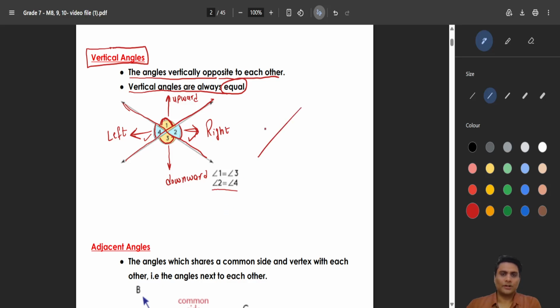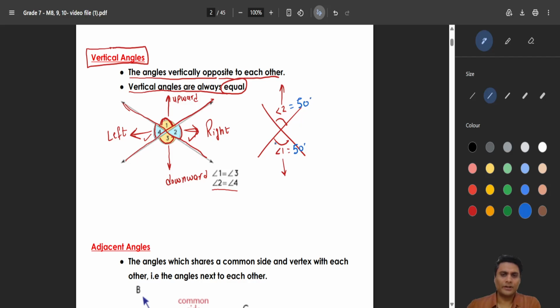Now, let us understand. Let's say I have two angles here. These are vertical angles because this is upward, this is downward, vertical angles. Let's say this is angle number 1 and this is angle number 2. Now I tell you angle number 1 is, let's say, 50 degrees. So can you tell me angle 2 will be how much? Angle 2 will also be 50 degrees.